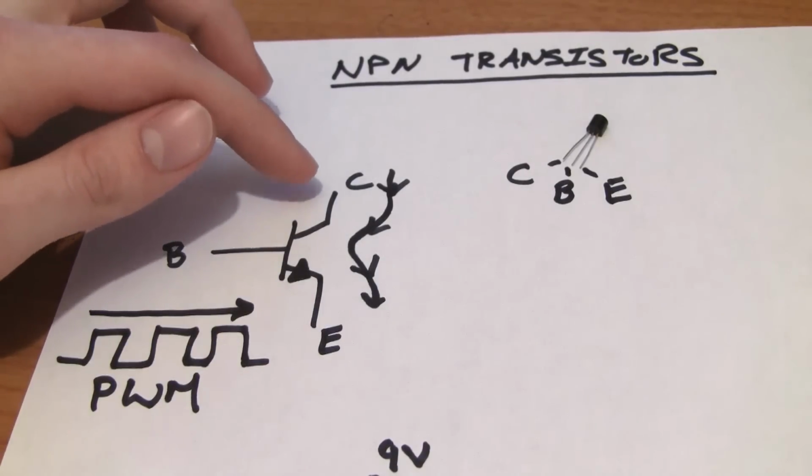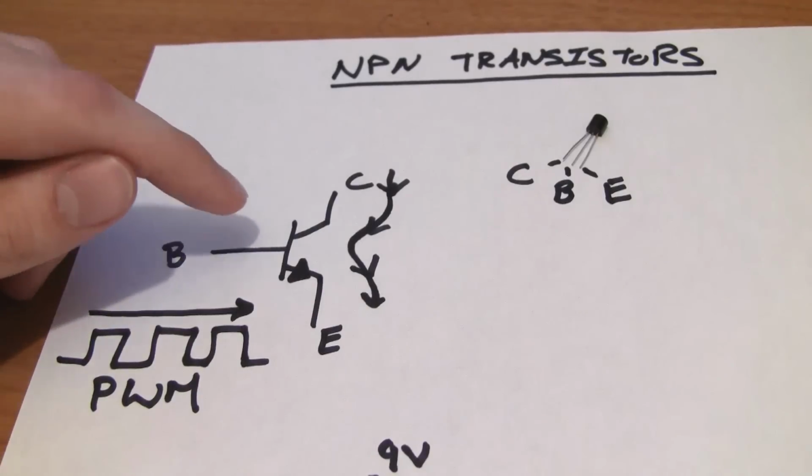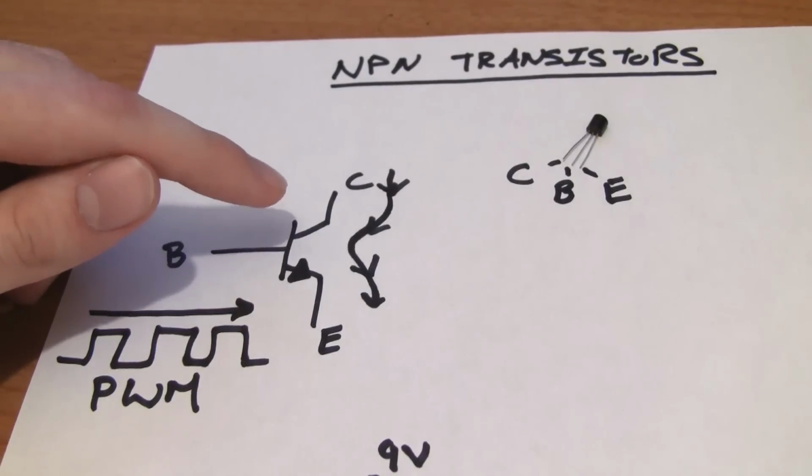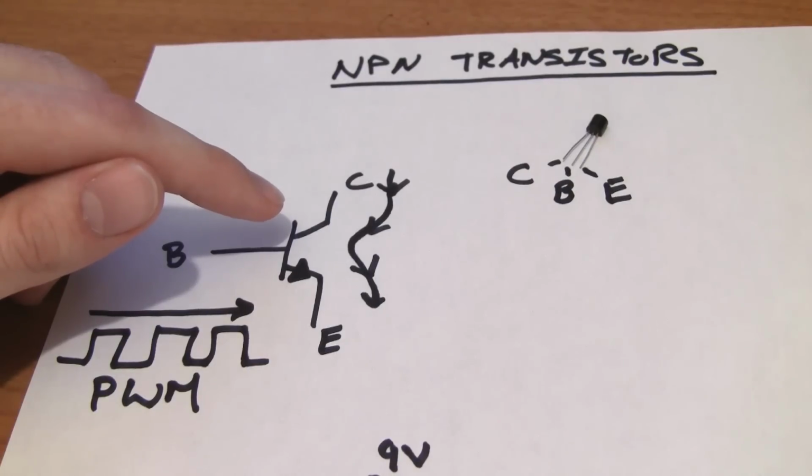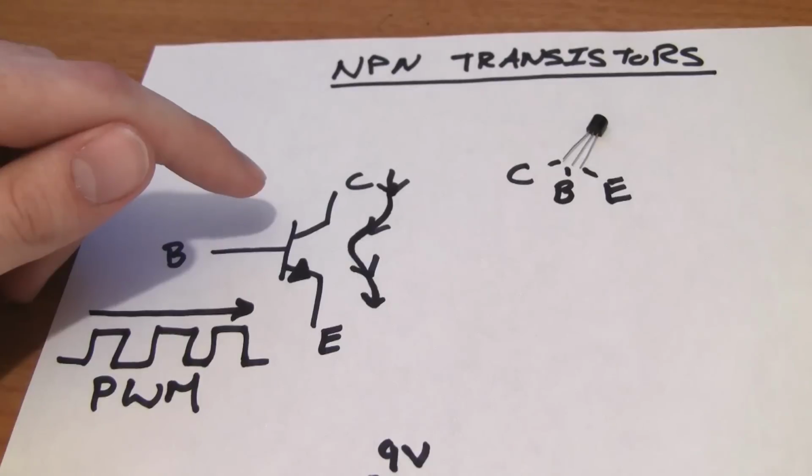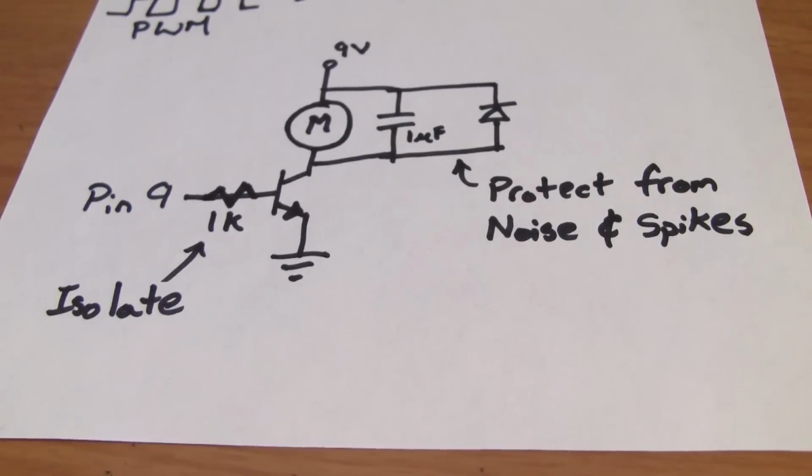The reason you use a transistor to control a motor is because it helps isolate the motor from the Arduino and allows us to draw more current than the Arduino can provide on its own. It also allows us to operate it at 9 volts instead of 5 volts, which allows us to run the motor faster. Here's what our circuit will look like for controlling a standard DC motor.